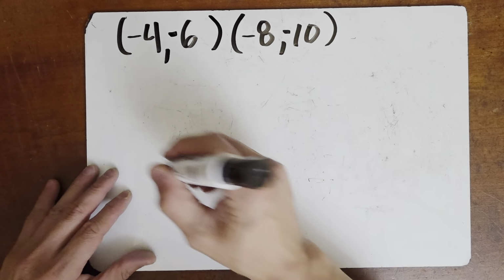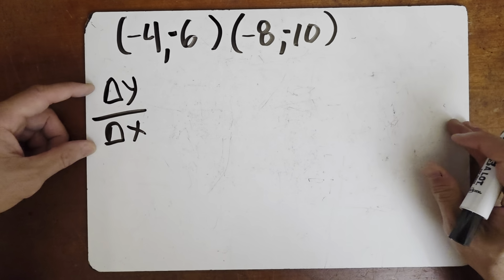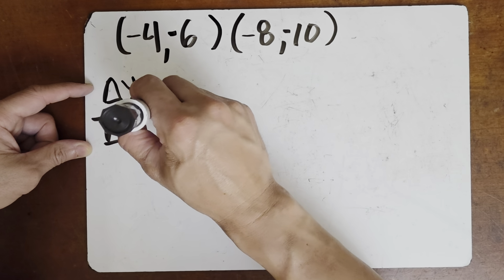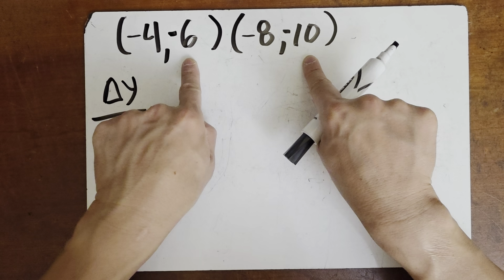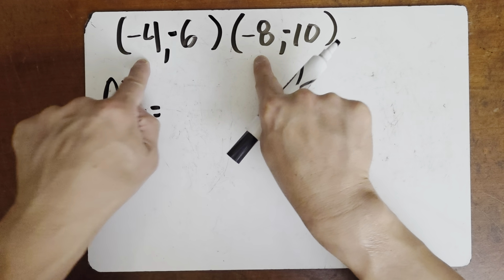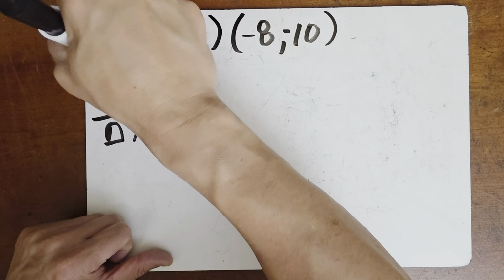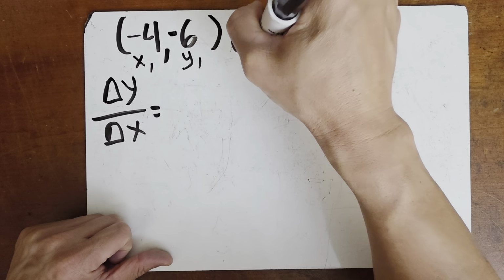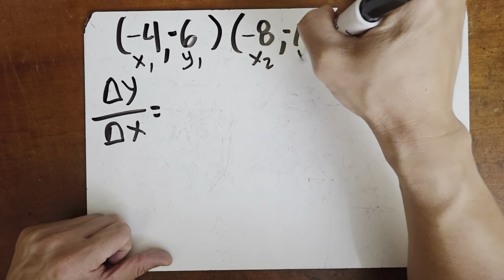Okay, slope is delta y over delta x. And delta just means the change in. So we're going to find the change in y, that's these two, and the change in x, that's these two. So we're going to label them x1, y1, x2, y2.